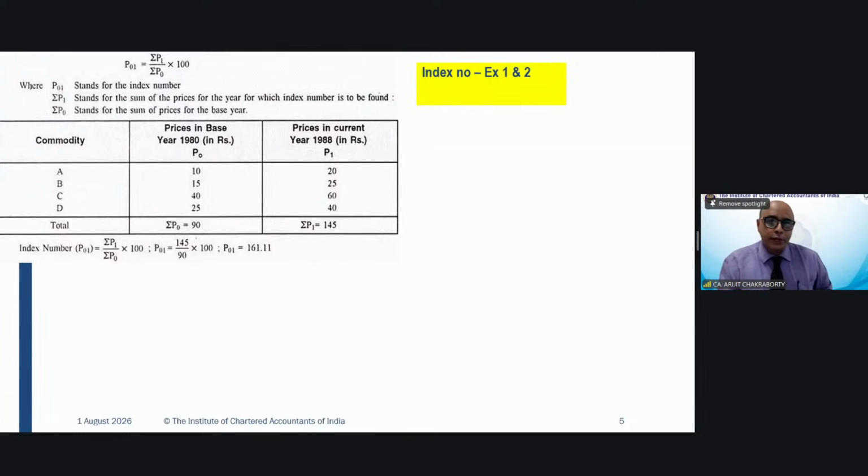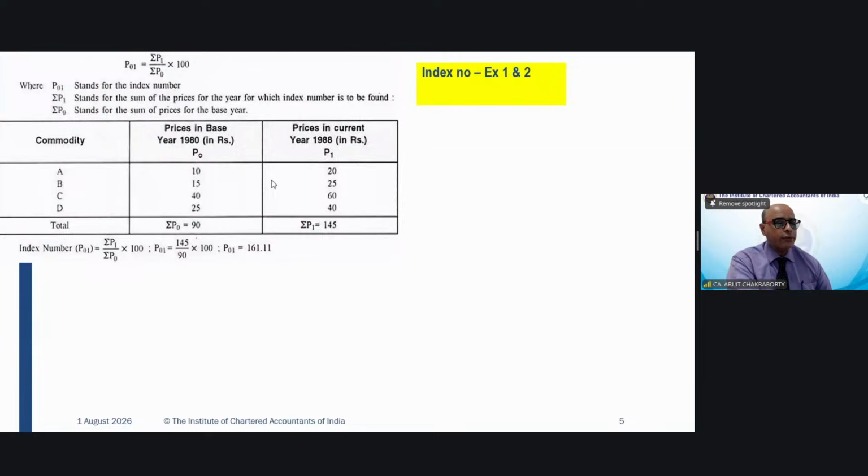The example on this slide is a price index, because we are dealing with the changes in the price. We can see that the index number of the current year is 161.11. That means if we take the overall price of 1980 as 100, then based on that, the overall price of 1988 is 161.11. So this is the first example of price index, that is, an aggregated price index.